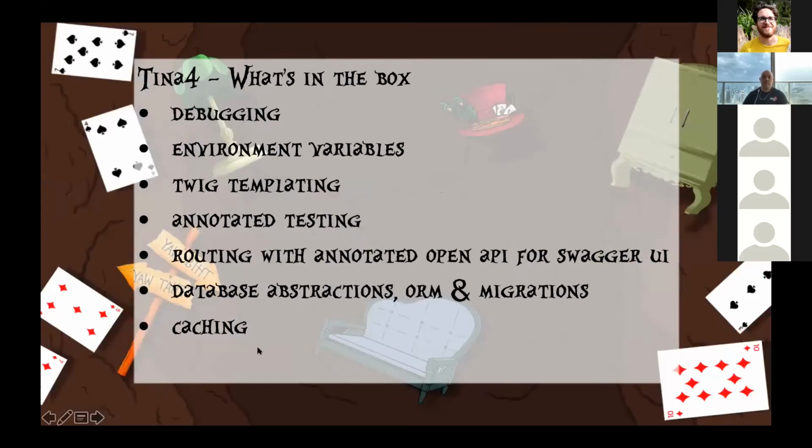The most important things, I think, to highlight: debugging. You can argue, well, debugging is in PHP, and it does tell you what the error messages are. I'm going to show you what happens when you apply Tina4 to your debugging. Environment variables, again, standard things. Twig templating: we chose the Twig template engine as our preferred template engine, and it makes it easy to get started, to the point that making a basic website is very, very easy. Annotated testing, which is something I'm going to have to show you, and you can see what you think of that. And then annotated routing for OpenAPI and Swagger UI.